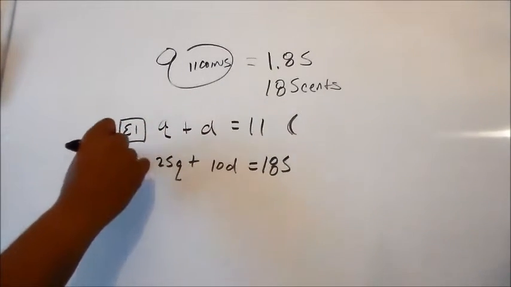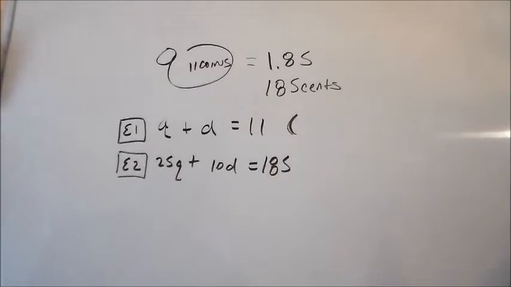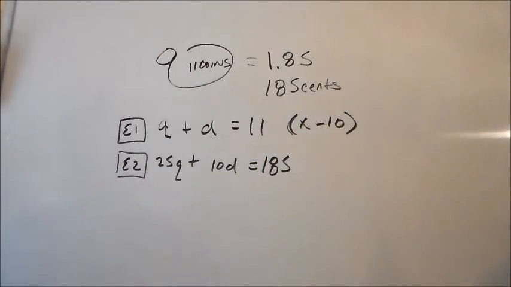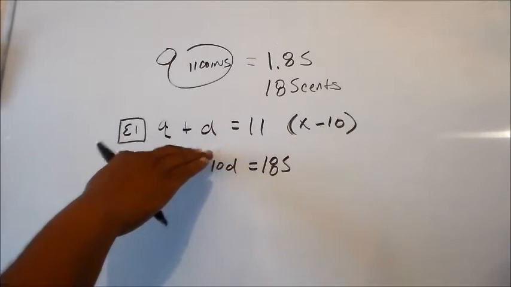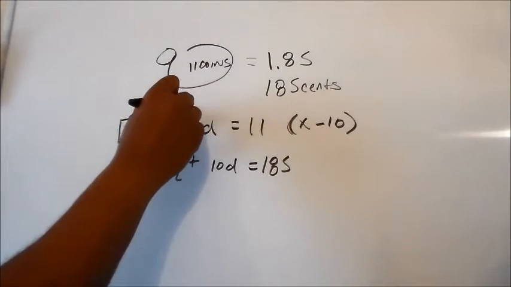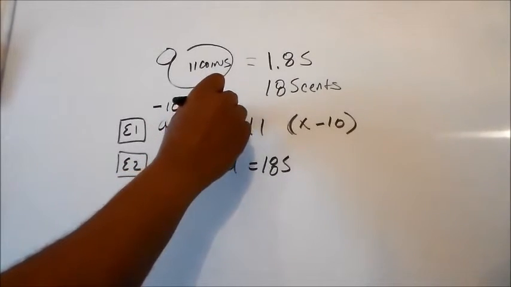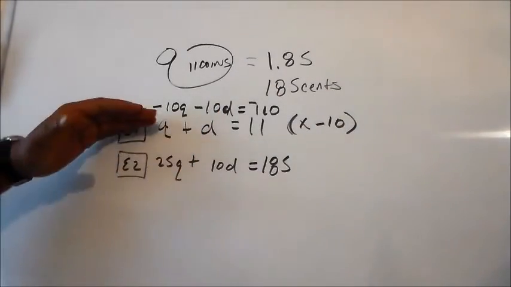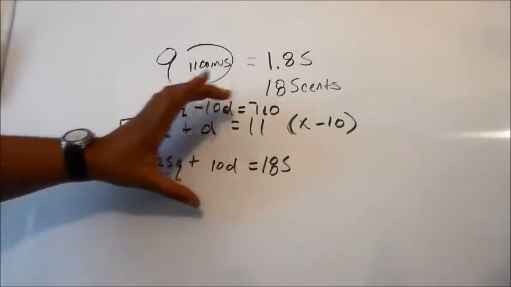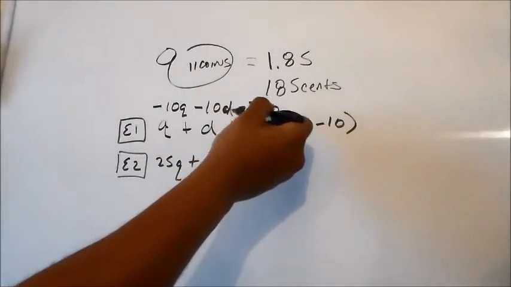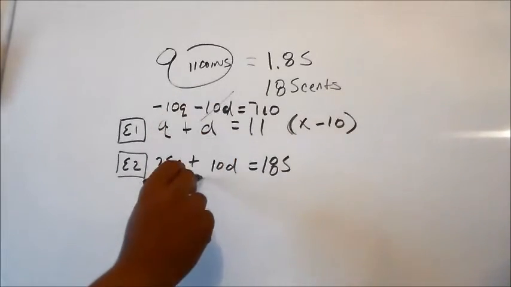Alright, so equation 1 is going to be multiplied by negative 10. Why are we doing that? Because we're going to wind up adding down in this situation. So equation 1 turns into negative 10Q minus 10D equals negative 110. This really says the same thing, but we're manipulating it so we can work with it. What happens in this situation is the 10D and the negative 10D cancel each other out.